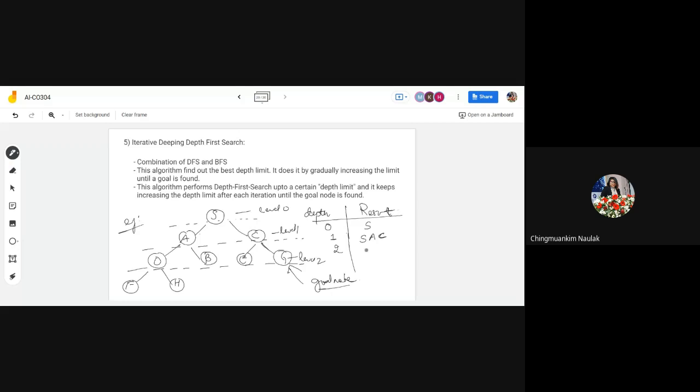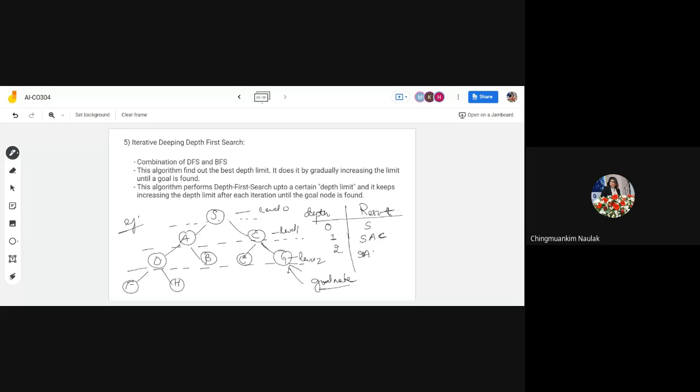Now from the root node you have S. Remember, we are using DFS. We are using DFS traversal. So S, adjacent node A, you will explore A, then you will explore D, right?